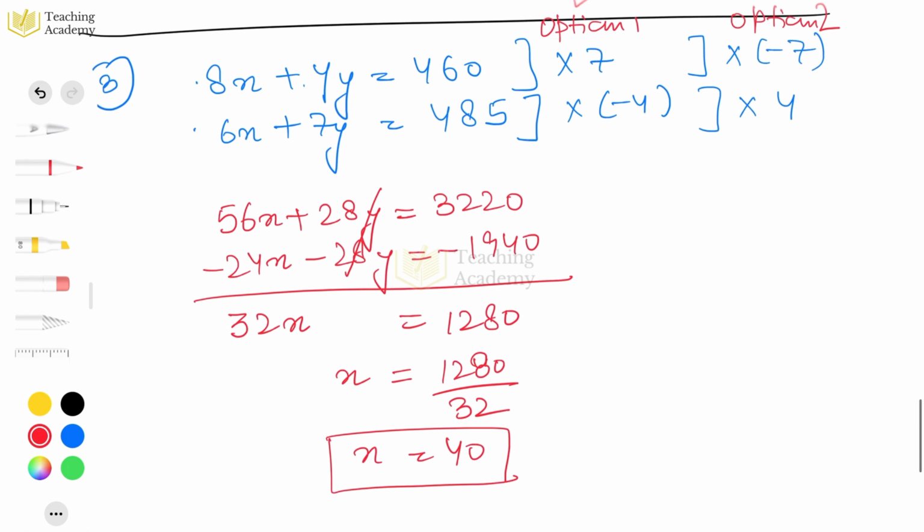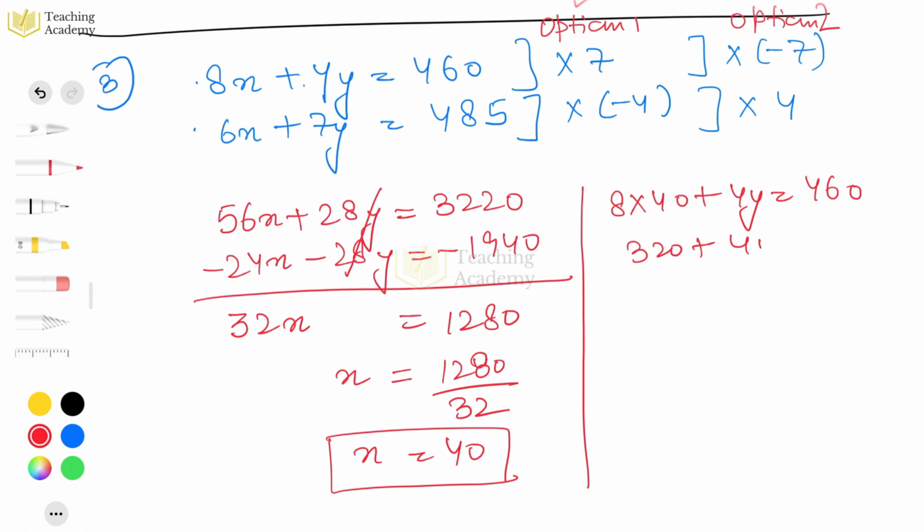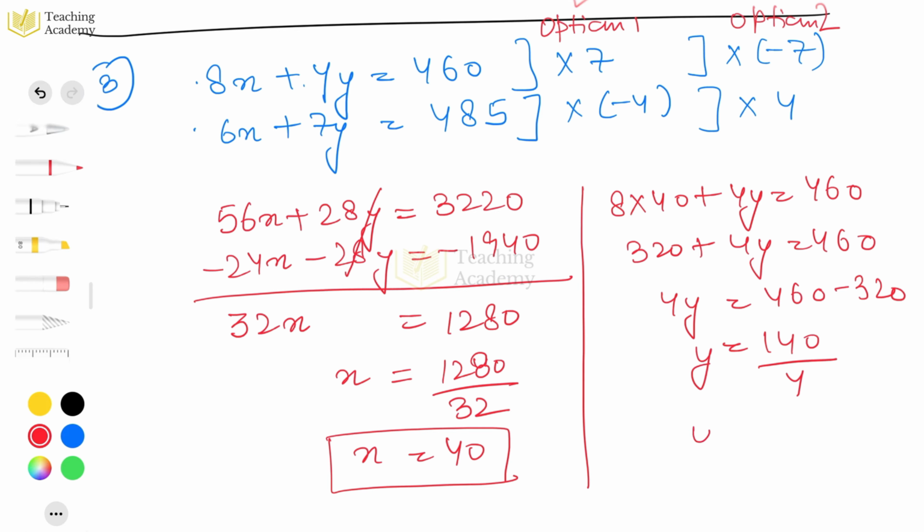Now, as I already said, use either of the equations and plug this x value in it to get your y solution. So I'm taking the first one this time. So it is 8 times 40 plus 4y equals 460. So this is giving you 320 plus 4y equals 460. So 4y is equal to 460 minus 320. So this is going to give me 140 divided by 4. So y is coming out to be 30. I'm so sorry, this is 35. So that's your y solution.